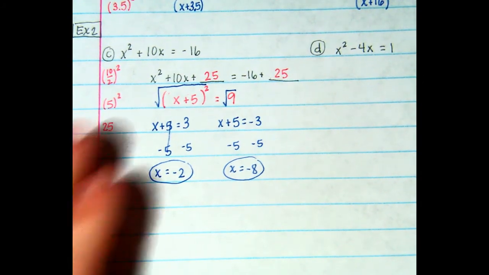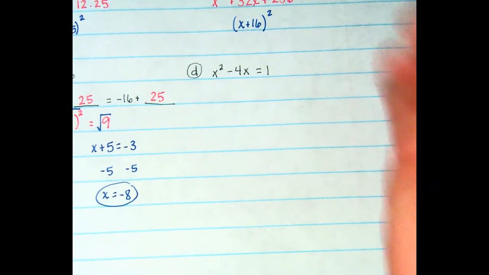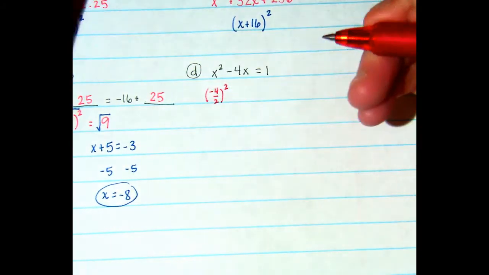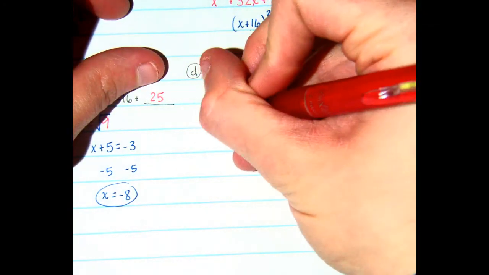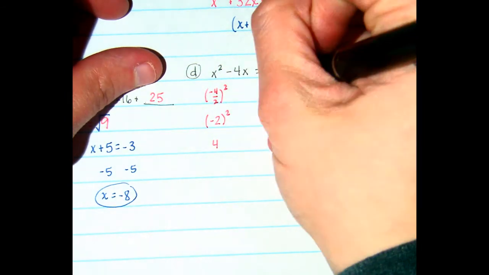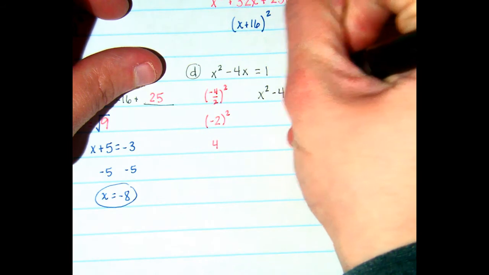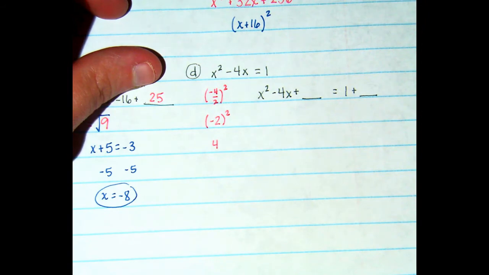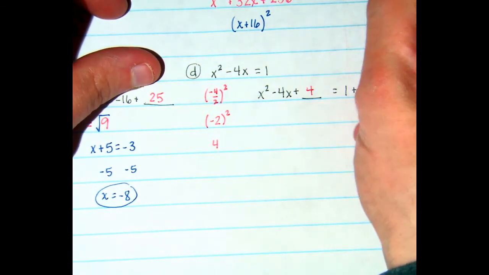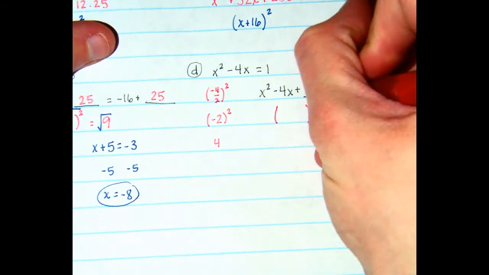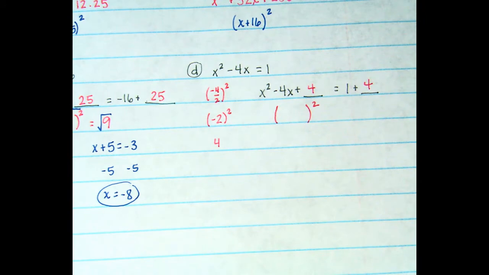Alright, letter D. What did you guys do first? Negative 4 divided by 2. What is negative 4 divided by 2? Okay, negative 2. What is negative 2 squared? So, x squared minus 4x plus blank equals 1 plus blank. And I believe you put 4 and 4, right? Alright, what does this perfect square trinomial become in the binomial there?